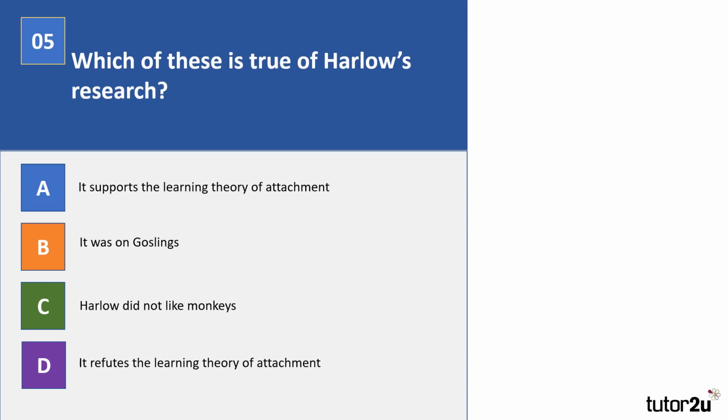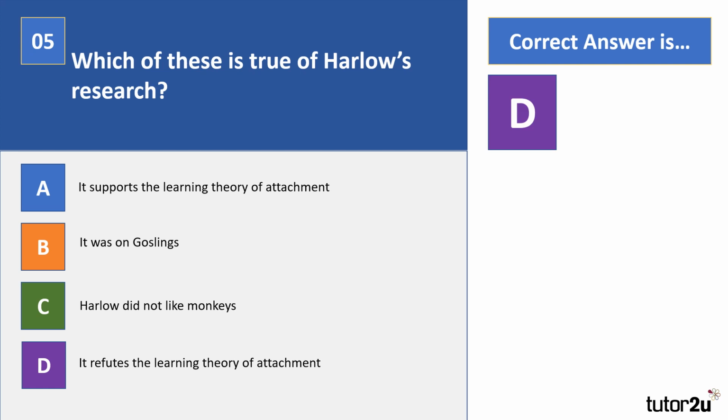Next question, 5. Which of these is true of Harlow's research? A, it supports the learning theory of attachment. B, it was on goslings. C, Harlow did not like monkeys. D, it refutes the learning theory of attachment. Pause the video.